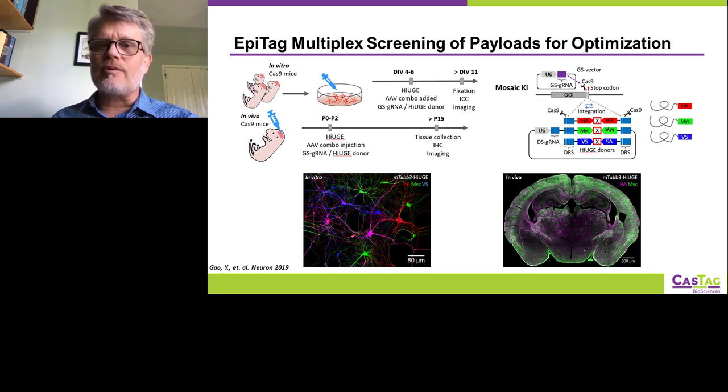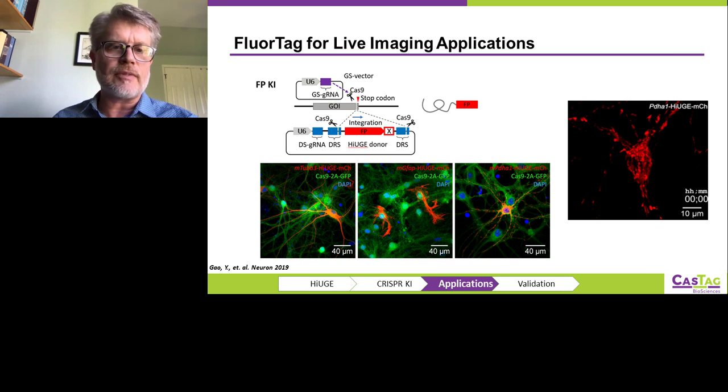And here's an example where we've also done this by injecting it directly into Cas9 transgenic pups, letting them grow up, and then taking coronal sections through the brain, and you can see this beautiful labeling throughout the brain of 2 different epitope tags that we mixed simultaneously. And I'll show some higher resolution images of that in just a minute.